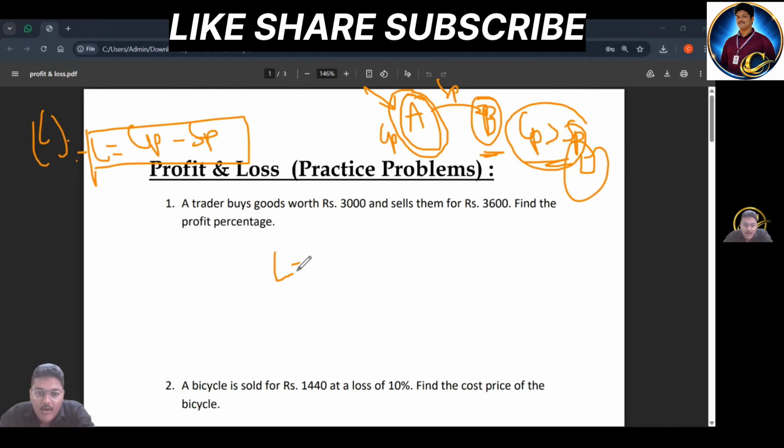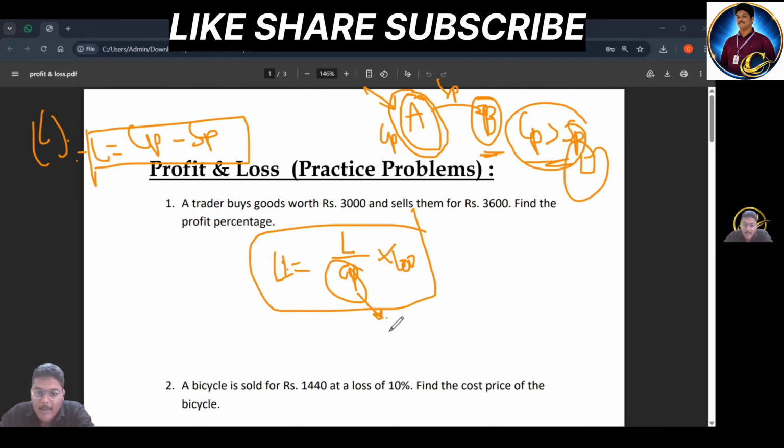As usual, if we want loss percentage, it is equal to the total loss incurred divided by CP into 100. Total means the amount he invested, and loss means what he lost, into 100. If we do this, we get loss percentage.